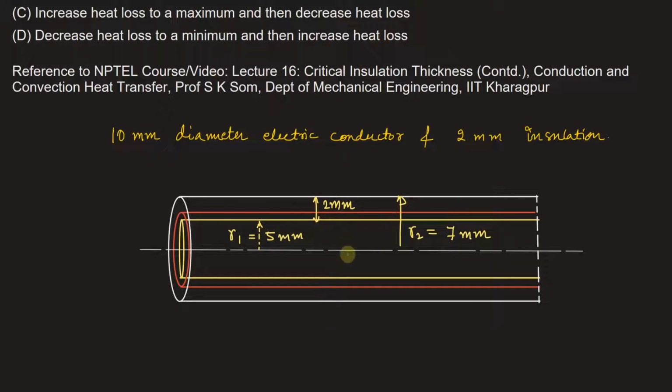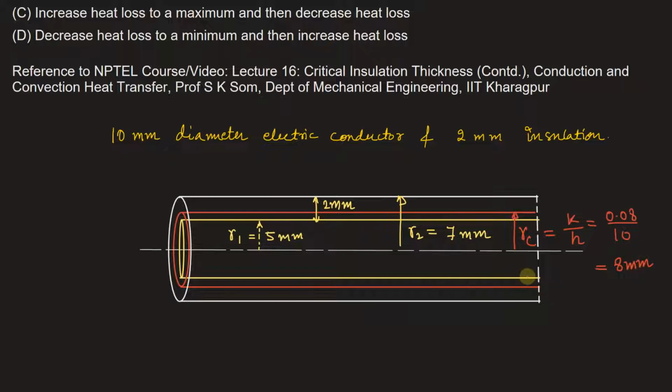Now there is something called critical thickness, and it can be defined as the thickness up to which the heat flow increases and after which the heat flow decreases. Also the critical radius, let's say this red cylinder is the critical radius, RC, and for cylinders it is given by K upon H. So in the problem the value of K is 0.08 divided by H, which is 10, so this will be equal to 8 millimeter.